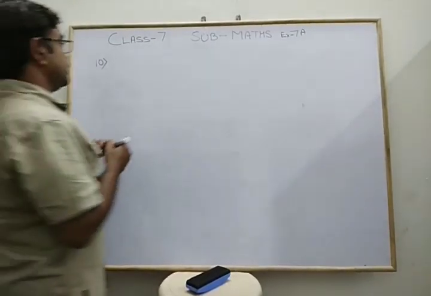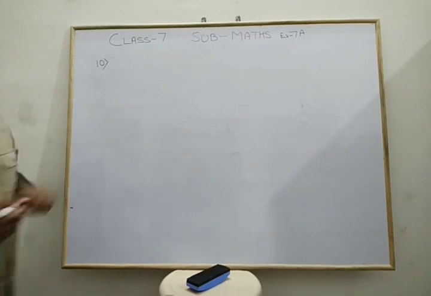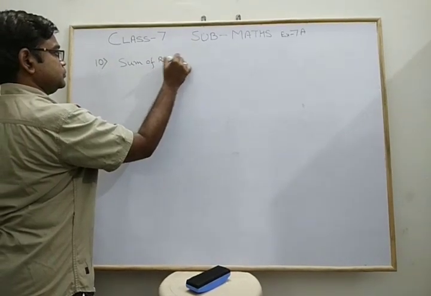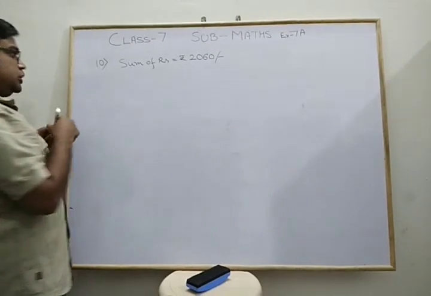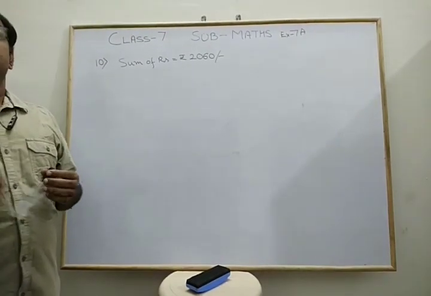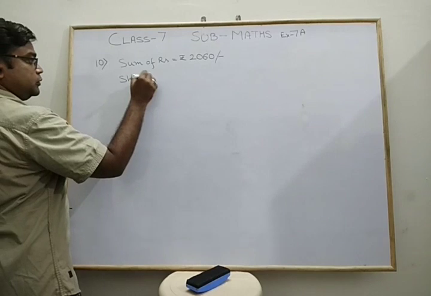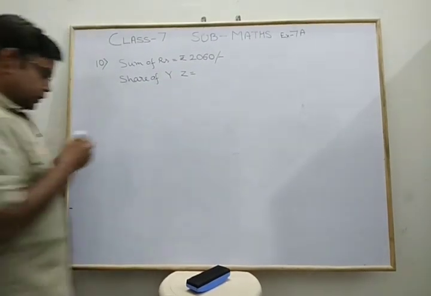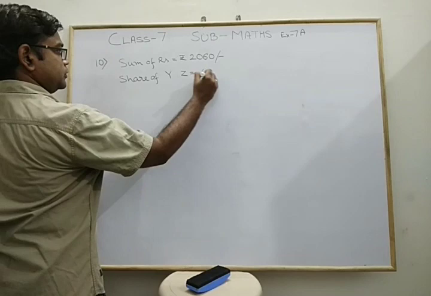See very carefully. First, write down the total sum of rupees. It is given that it is rupees 2060. Now there are two parts, the ratio of x to y and the ratio of y to z. The ratio y to z is very simple, but x to y is a confusing one. So first find out the share of y to z, which is given as 6:11.